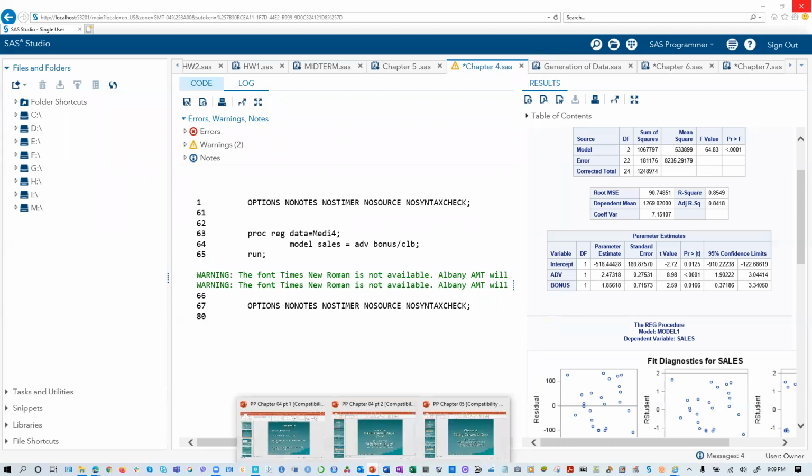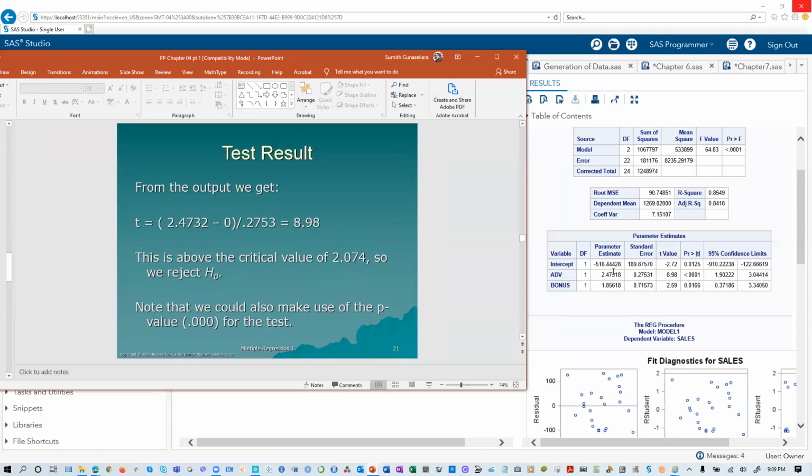How do you get the 8.98? You simply get this value: the estimate divided by the standard error. Standard error means its own standard deviation. That will give you this value. When you find the probability of more than that value, it is called the p-value. By looking at this p-value, you can make a conclusion.